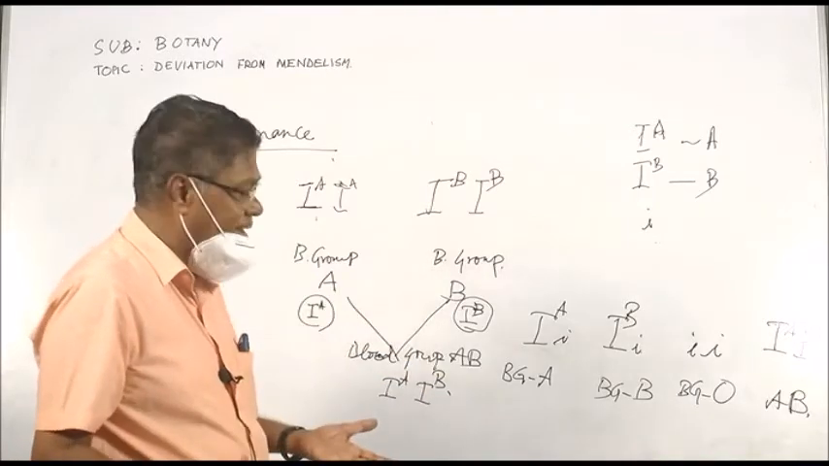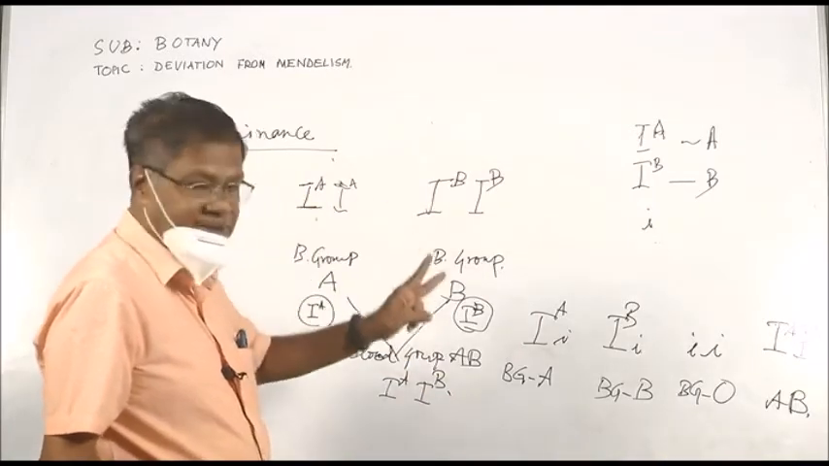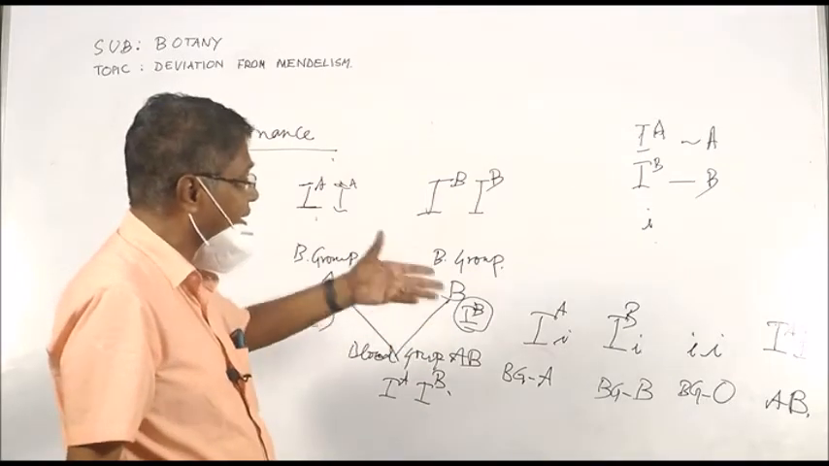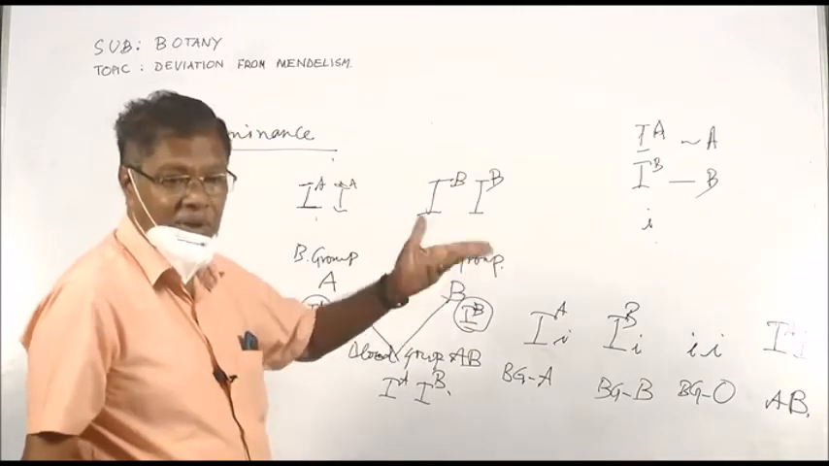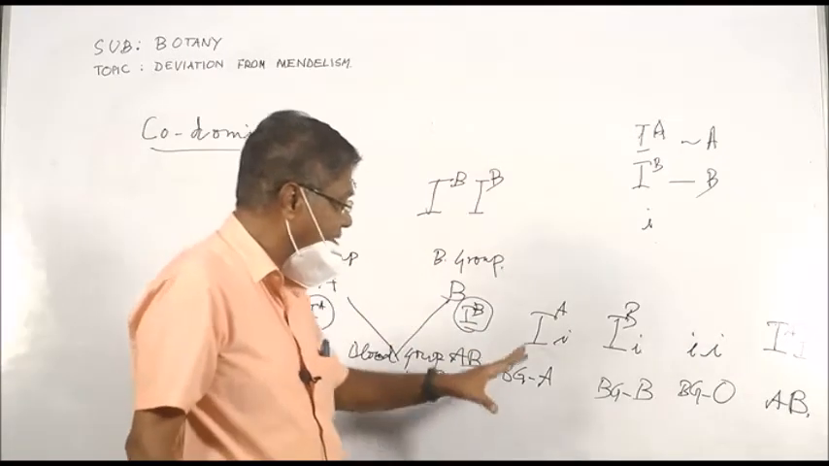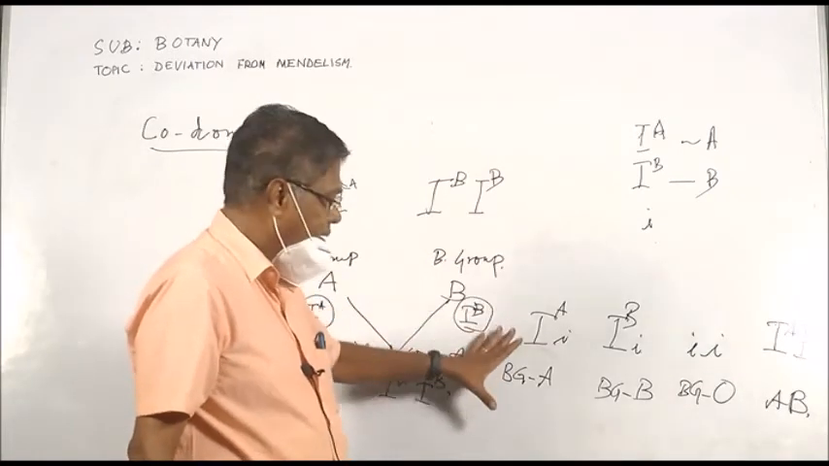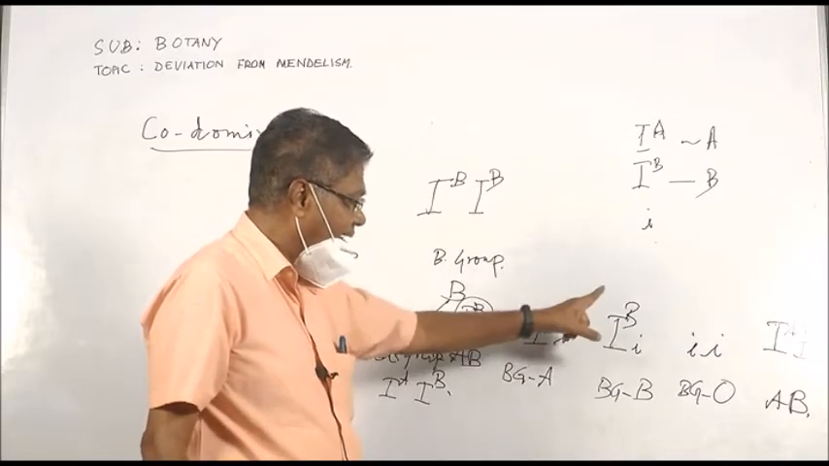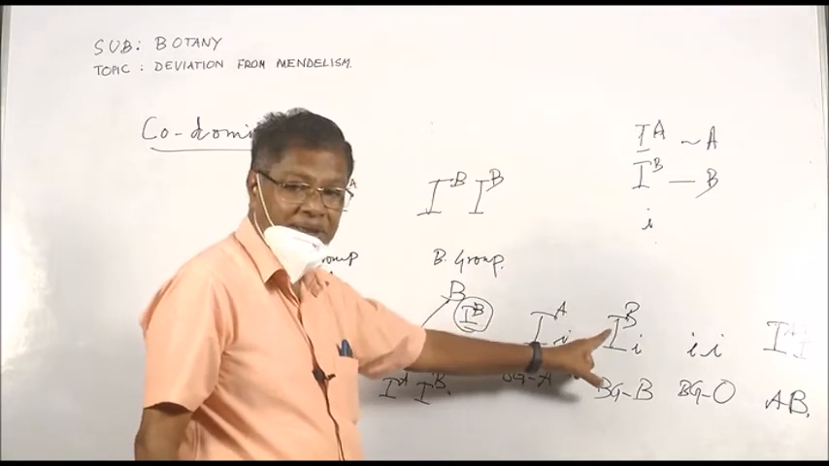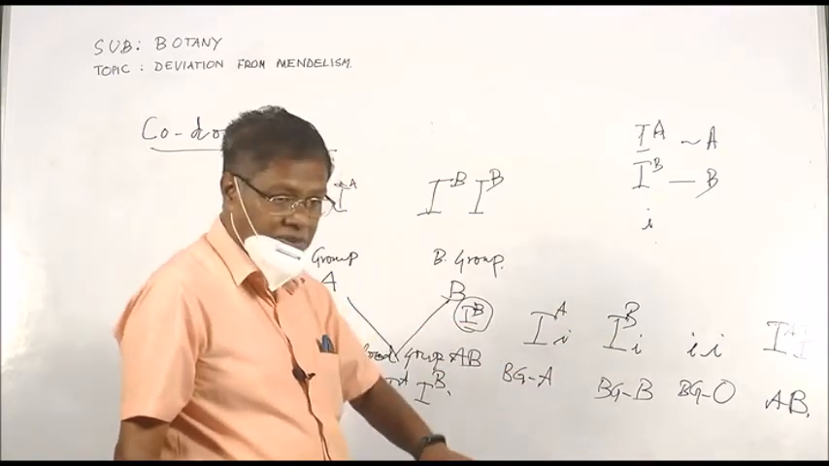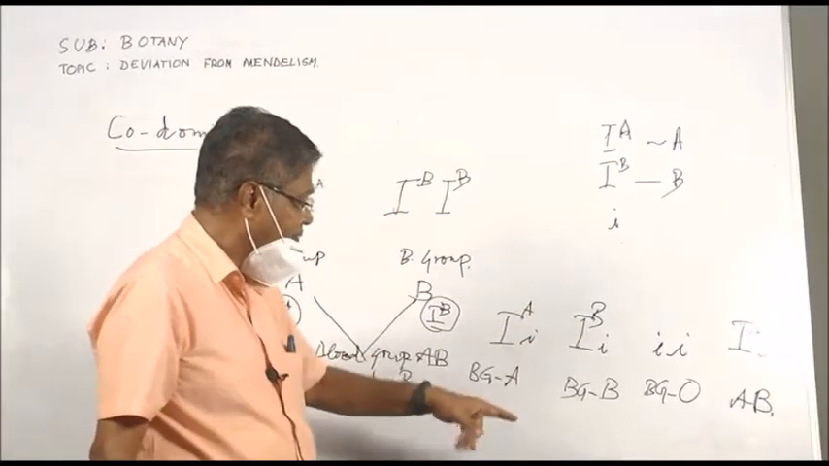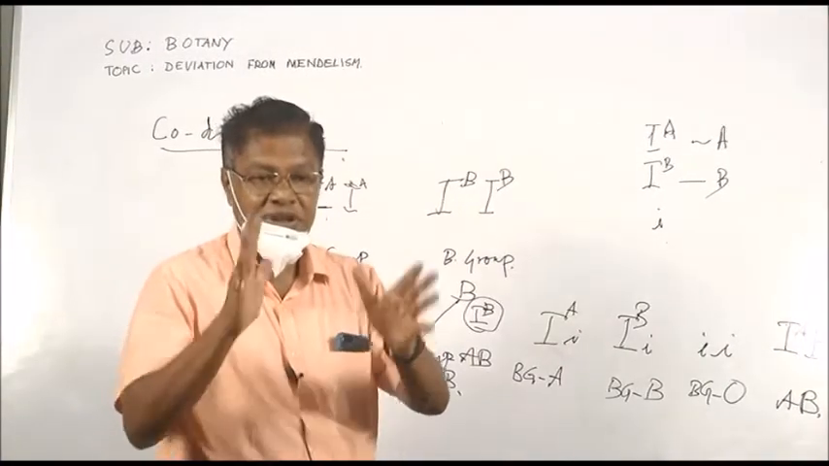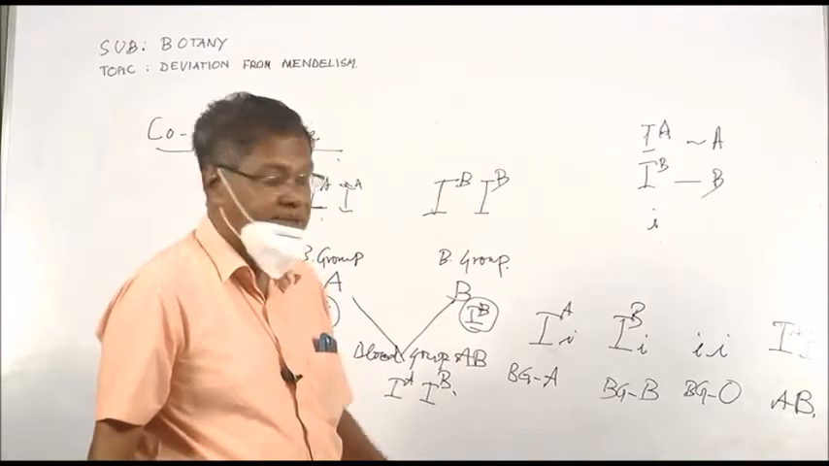What is codominance? Two dominant genes are there. To simplify, I am not calling it IA, IB, I will call it A and B. One dominant gene is there, A, which is able to dominate the small one, and the other dominant gene is B, it is able to dominate the small or recessive, and when both the dominant genes are there, both are expressed. So, the blood group is AB.